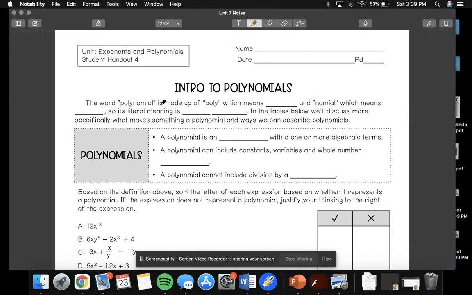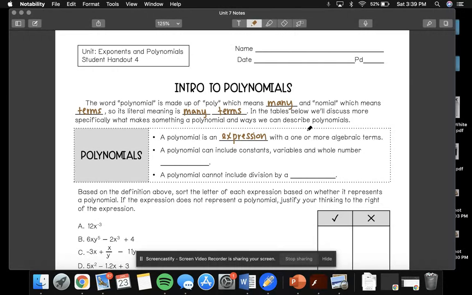So the word polynomial is made up of two words. It's made up of poly. Poly means many. And nomial, which means terms or parts. Okay, so its literal meaning, a polynomial means many parts or many terms. In the table below, we'll discuss more specifically what makes something a polynomial and the way we can also describe a polynomial later.